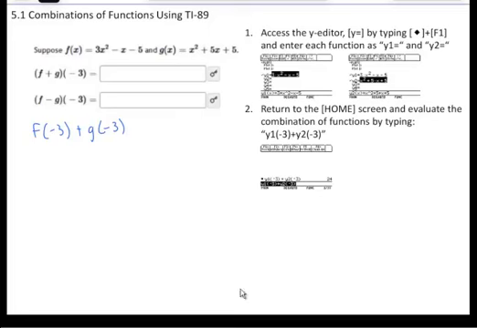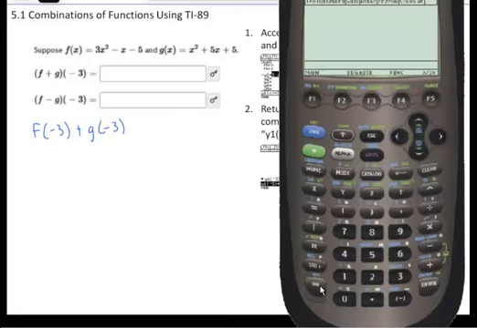So you're plugging those in. And so if you're using your TI-89s for this, especially because there's two questions, it's probably worthwhile to go ahead and insert the functions into the y-editor. So I'm going to hit diamond F1 to access the y-editor, and here I'm going to replace what I have with these two functions. So 3x squared minus x minus 5. So there's my y1. And then y2 is my g function, which is x squared plus 5x plus 5.